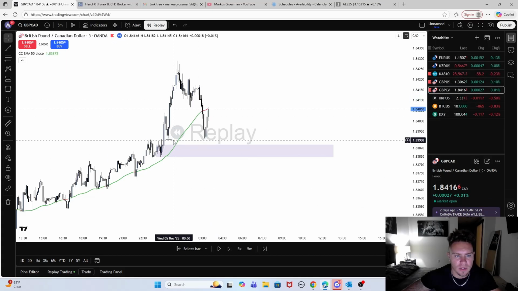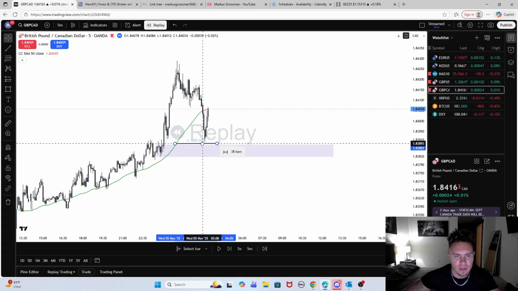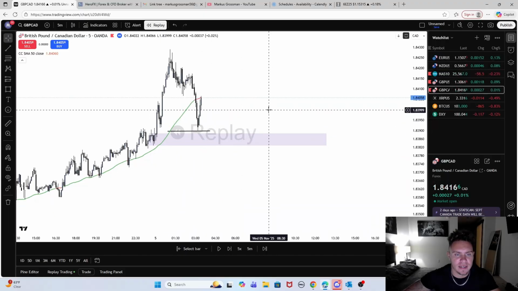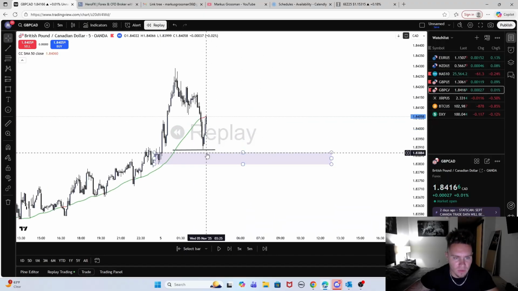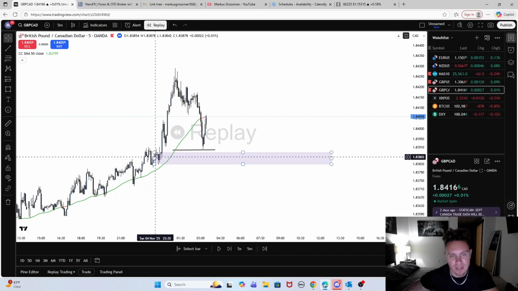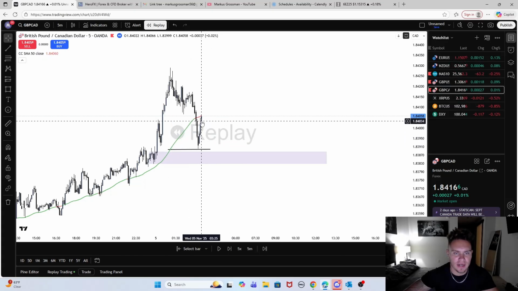Boom, we got some more liquidity built up. So we did take out these lows, but we didn't tap into our zone yet. So there are still stop losses underneath here. When we come back to these zones, we get nice reactions because not only are we tapping into demand zones, but we are sweeping liquidity as well. So we have liquidity created right here.